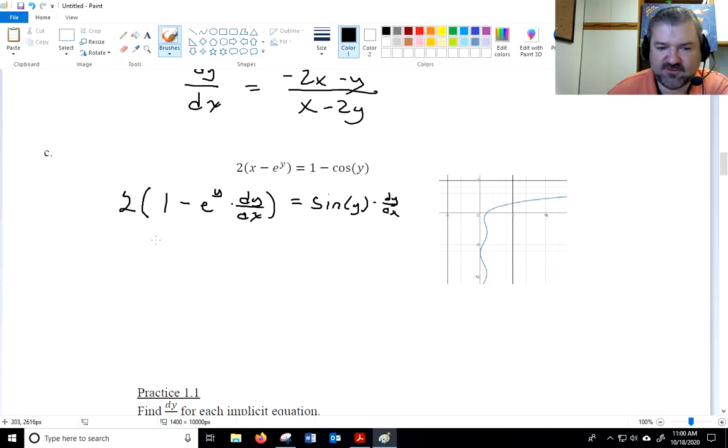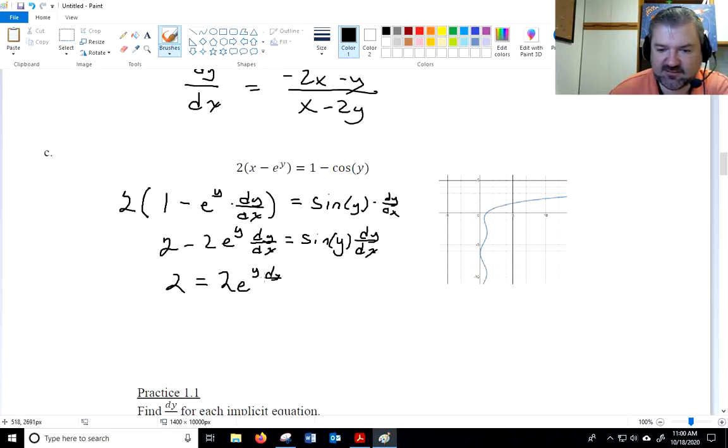Okay, so I'll go ahead and distribute the 2. So maybe it would have been actually easier to do that from the beginning, but it gave us a good chance to remember that constants, when there's no exponent, don't affect anything. Okay. And I will leave the 2 there, and I'll bring this 2e to the y dy dx over here. And I have plus sine y dy dx. And so now we can factor out a dy dx.